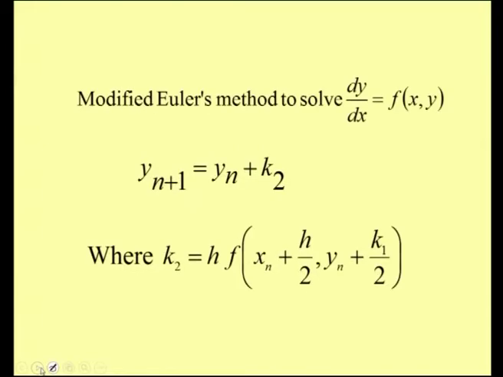Modified Euler's method says yn plus 1 is equal to yn plus k2, where k2 is h times f of xn plus h by 2 comma yn plus k1 by 2, where k1 is given by h into f of xn comma yn.